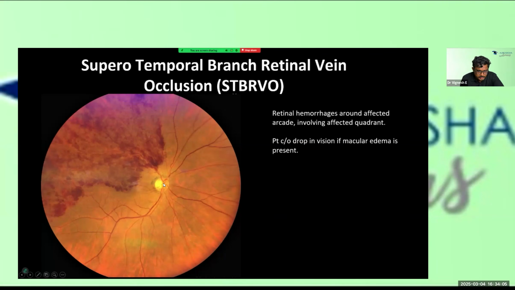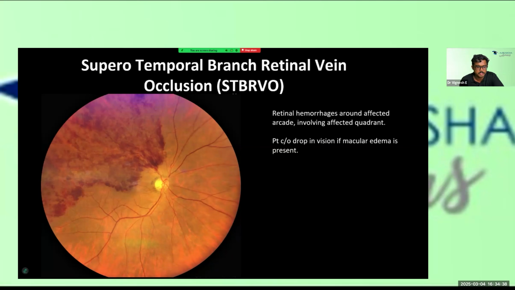So here, we all know the quadrants of the retina. I'll just recap it quickly. So this is the right eye. This part is the superiotemporal quadrant. This part is the superionasal quadrant. Here, one below is inferionasal quadrant, and this part is the inferiotemporal quadrant. So here we can see that the hemorrhages predominantly involve the superiotemporal quadrant, and so we make a diagnosis of a superiotemporal branch retinal vein occlusion.